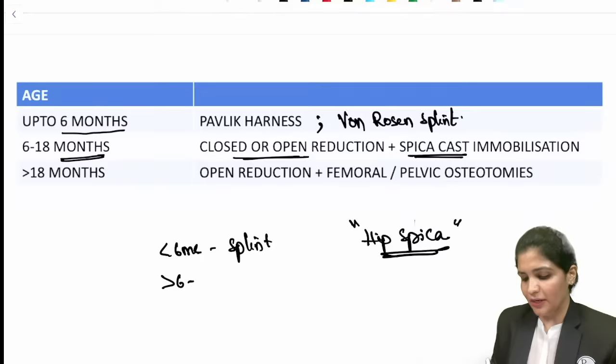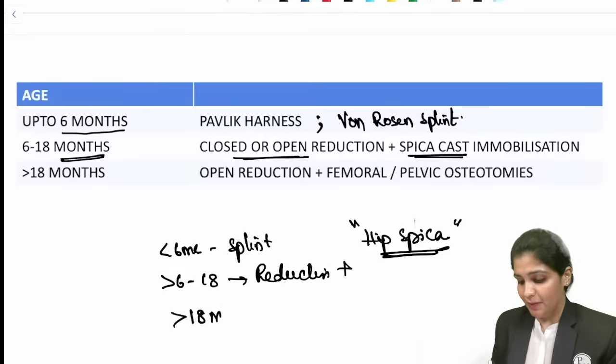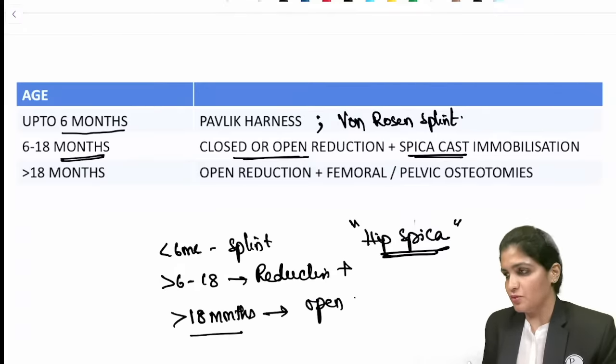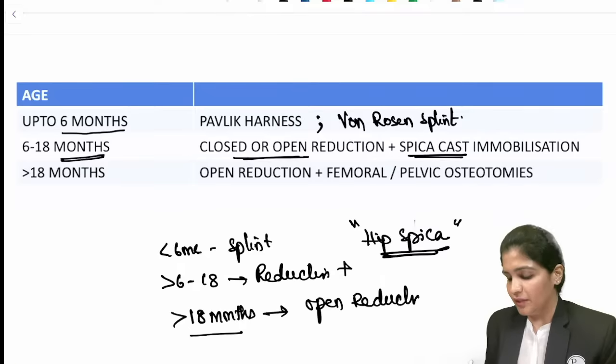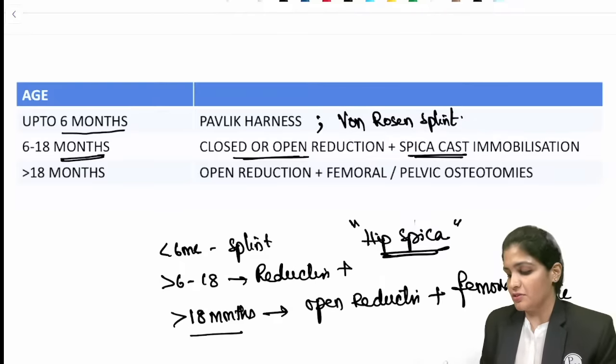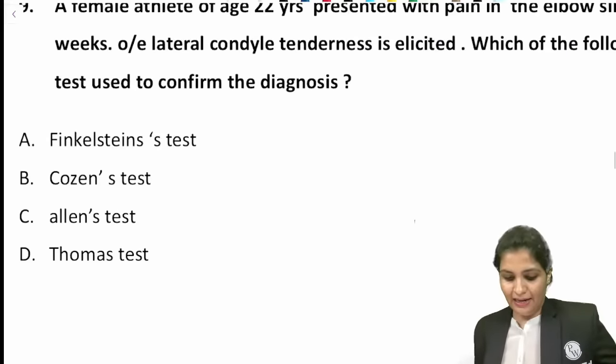And more than 6 months to 18 months you go with reduction, that could be closed or open reduction plus hip spica. And if it is more than 18 months, you go with something known as osteotomy. So there you have to always go with open reduction and then with your osteotomies. These osteotomies can be a femoral osteotomy or a pelvic osteotomy. So the various osteotomies such as Salter's osteotomy, Pemberton's osteotomy, or Chiari's osteotomy. So these are various osteotomies which are mentioned for the treatment of DDH, right? Next question.